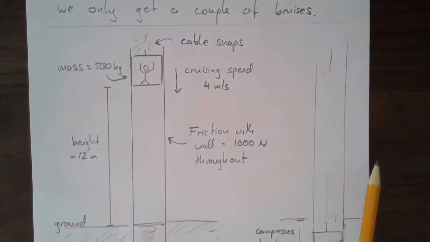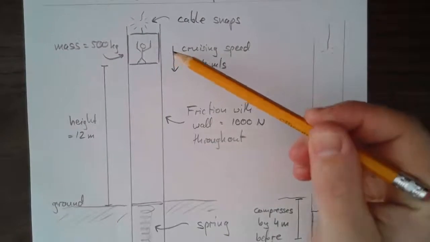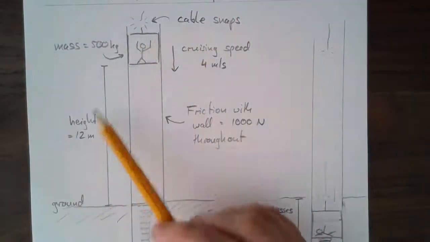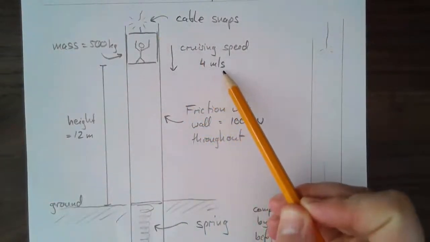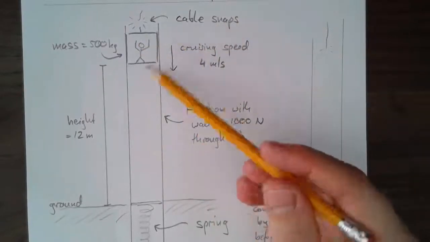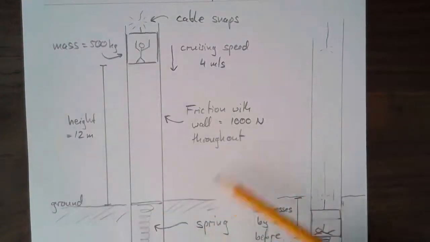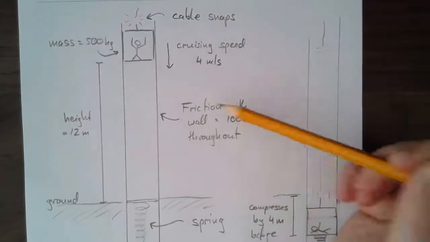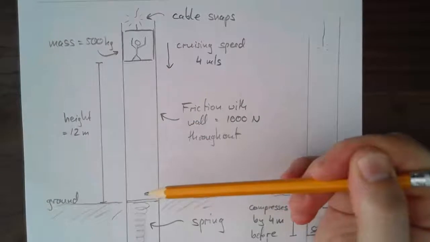I'll try to indicate in this diagram all the information that's relevant and given to us as part of the problem. So the mass of this whole thing, including everybody inside, is 500 kilograms. We pretend it's moving downwards at a speed of 4 meters per second at the instant when the cable breaks. And this is 12 meters above the ground. And there's a little bit of friction with the walls, 1,000 newtons, but really you're just falling to a crash in the ground and then you're dead.